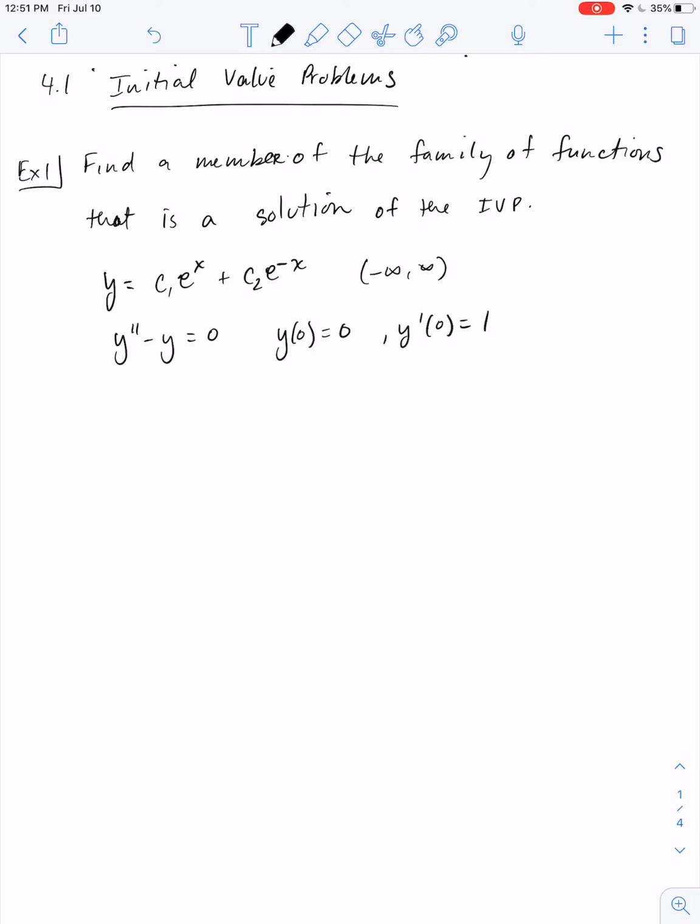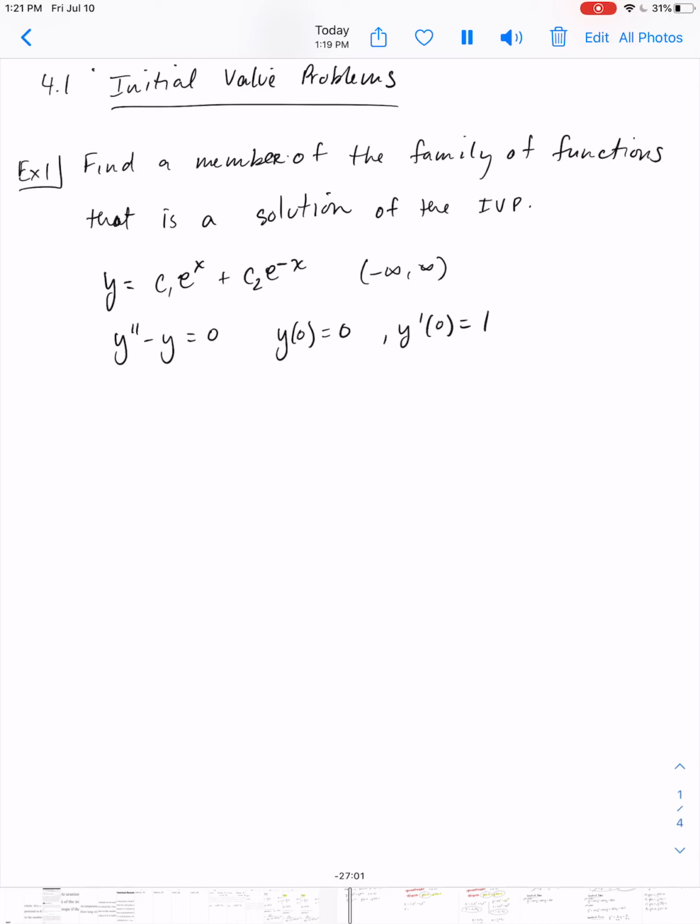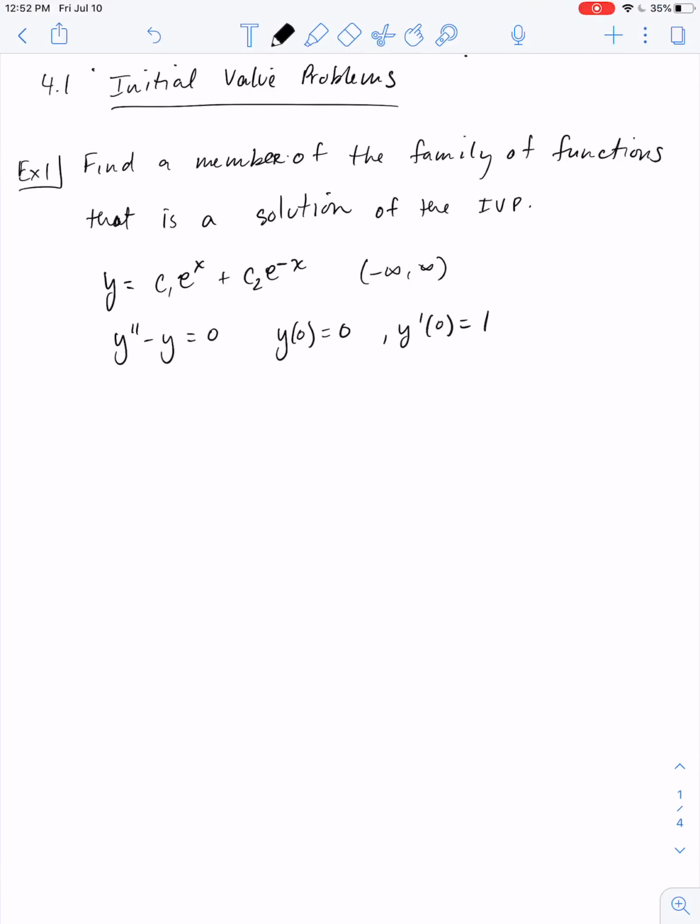Okay, so for one, we're doing a couple initial value problems to just get you started, and I'm going to do just a couple examples to try to help you guys with the work here, and then go over a couple definitions as we go along with these types of questions. So on the first one, we want to find a member of the family of functions.